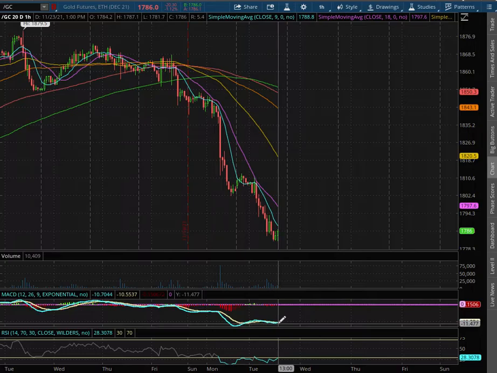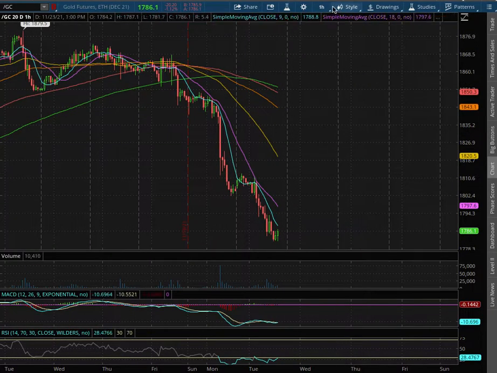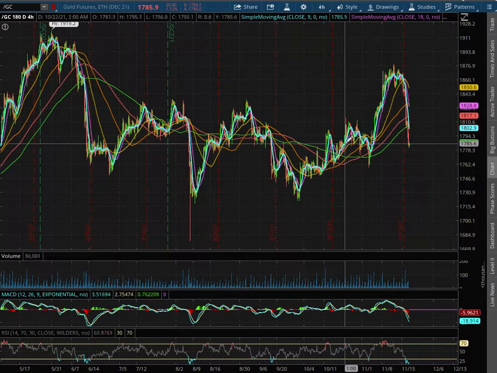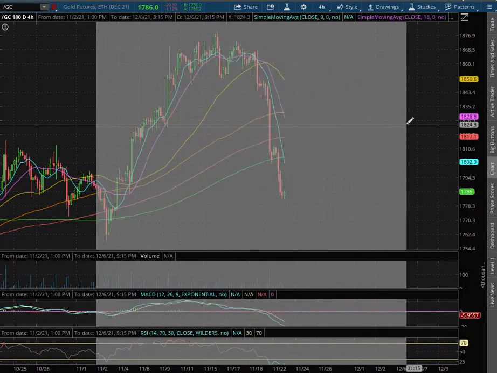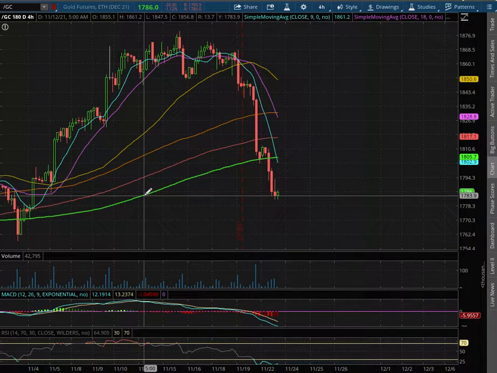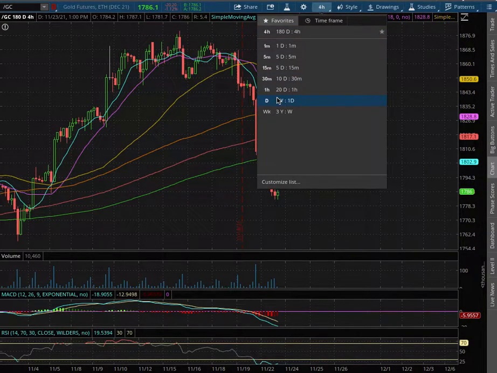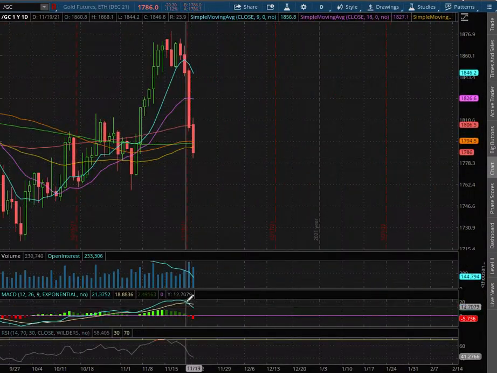We are in negative MACD territory. We're at oversold levels with the RSI. As we extend out to the 4-hour chart, we are in negative MACD and at oversold condition with the RSI. We have broken below the 200 moving average, this green line, and that is at a price of $1,805.70. As we extend out to the daily chart, we are in positive MACD.